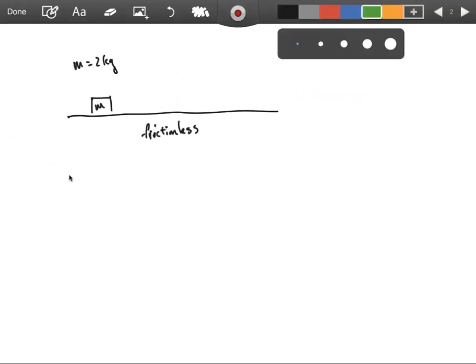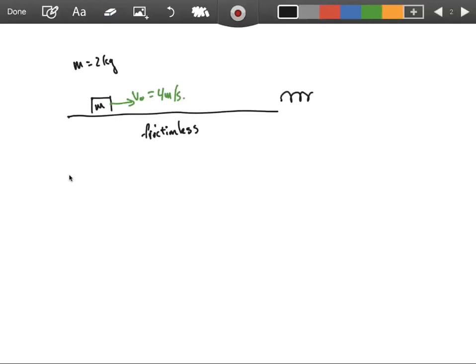So this one says I have a block which is sliding on an initially frictionless surface, and that block has a mass of m, where m in this case is equal to 2 kilograms. And this surface down here again is frictionless, at least initially. And this thing's going to have an initial velocity to the right, v0, which is equal to 4 meters per second. So this block's going to slide until eventually it runs into a spring. So here's my spring, which is attached to, say, a wall.